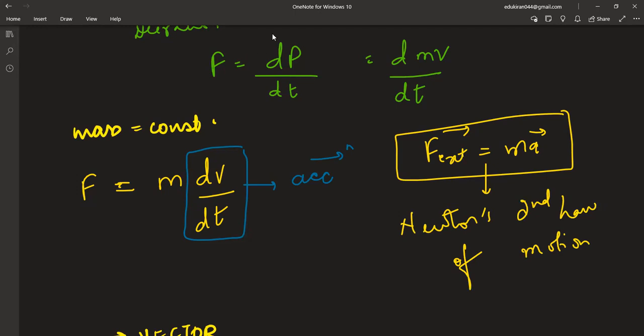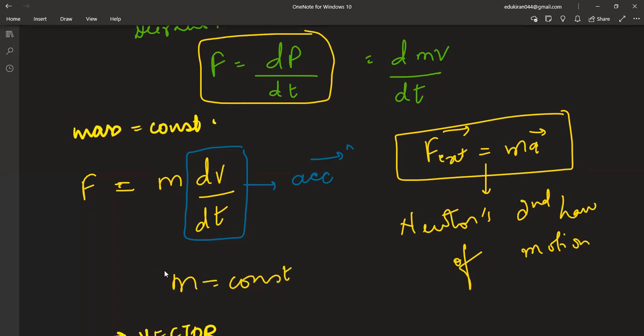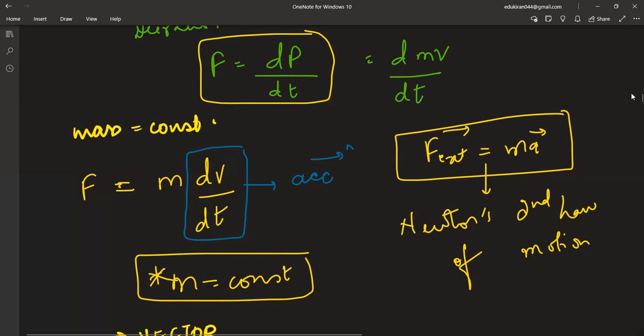Force starts with this: force is the rate of change of momentum. And yes, this is important: mass has to remain constant. This condition is important for the usage of this formula. Otherwise, you have to use this. Only if mass is constant are you able to bring it out.